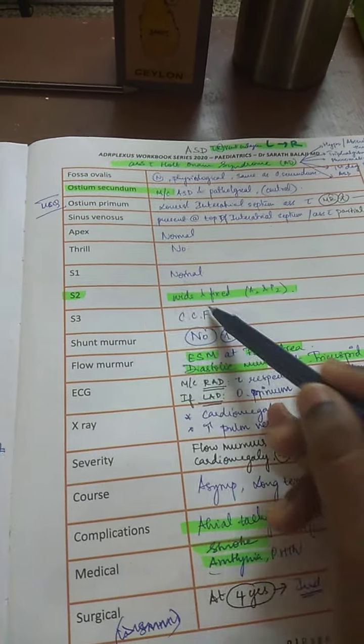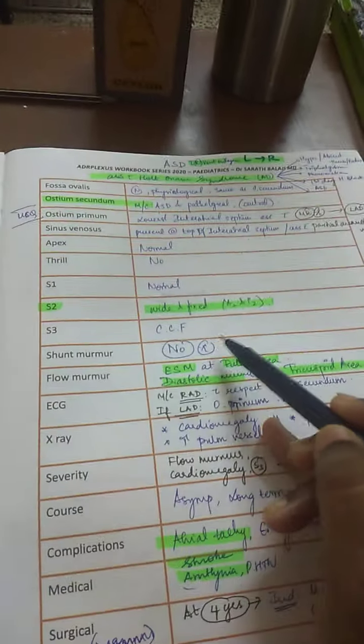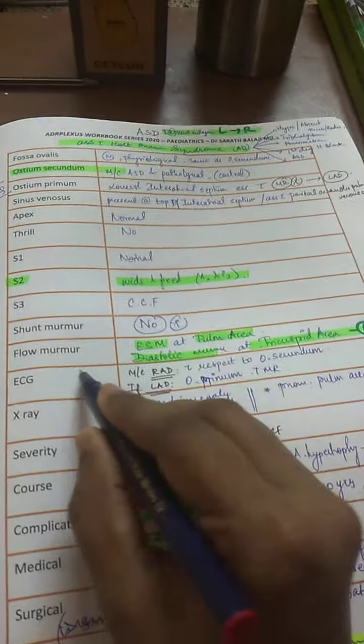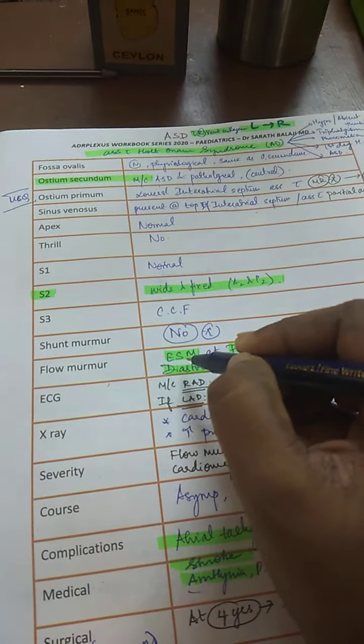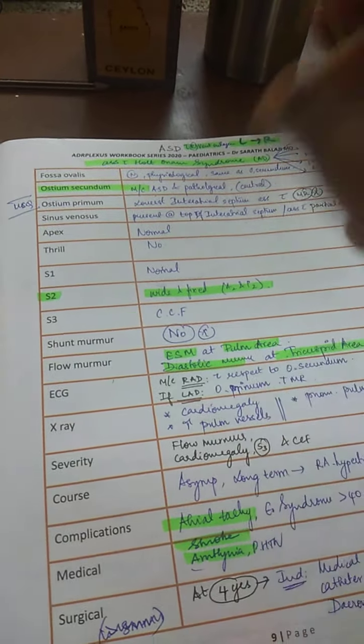S3 again you will see, because of CHF, which will present between 6 to 10 weeks, and there's no shunt murmur as in VSD, and again there's no thrill, but you'll have the flow murmur. Ejection systolic murmur will be present at the pulmonary area, and you have a diastolic murmur, but this time it will be present in the tricuspid area.